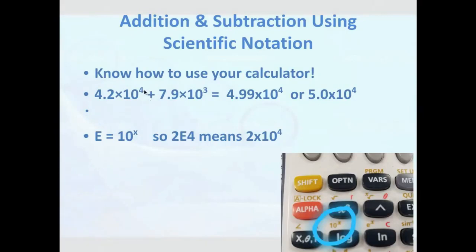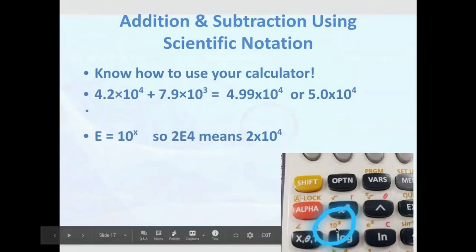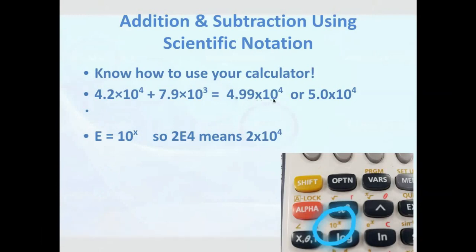I'm going to want to put any type of exponents in parentheses. That helps your calculator make sure it's doing what it's supposed to be doing, multiplying and adding and all of that correctly. So then put my parentheses around, plus parentheses 7.9, Shift, exponent button, 3. And I should get 4.99 times 10 to the 4th.